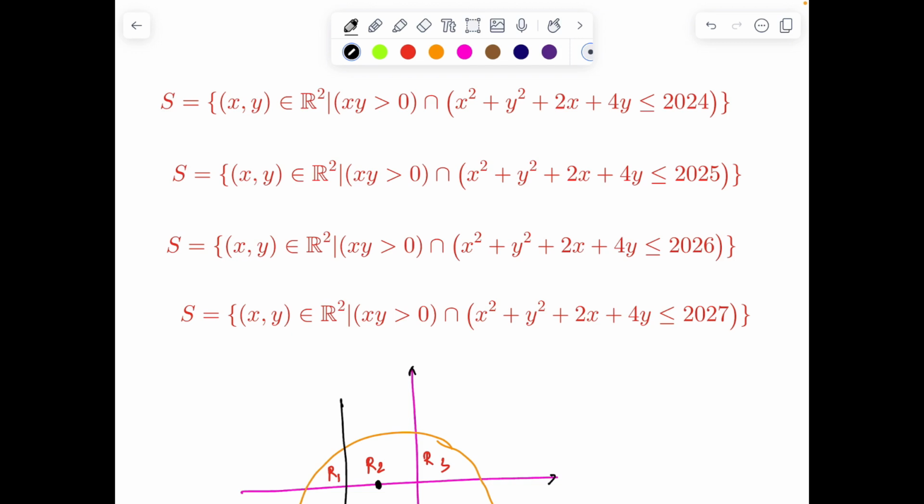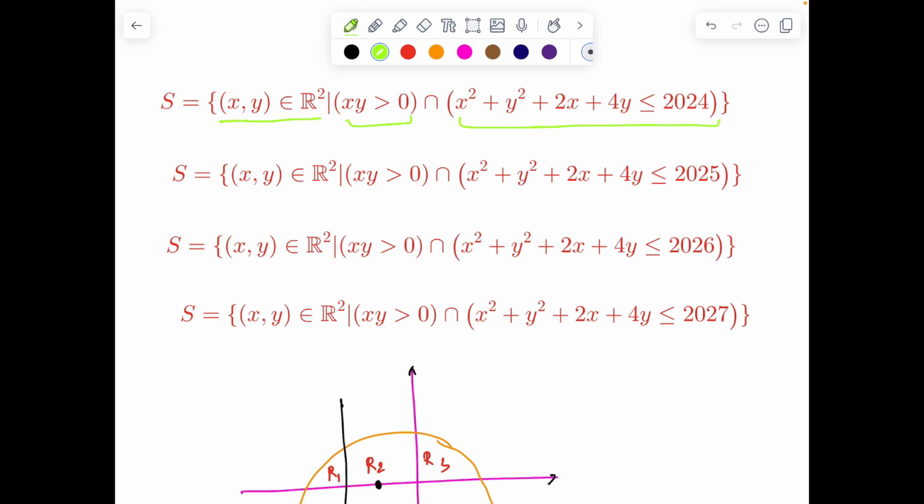It's fine. So I'll solve the problem for 2024 and you can repeat the same process for all the parts, from 24 to 27. This I've included in my upcoming book as well. So let's see how to solve the problem. The first is we have a set of (x, y) belonging to R2, from the 2D world, such that xy is positive, and the intersection of this curve.